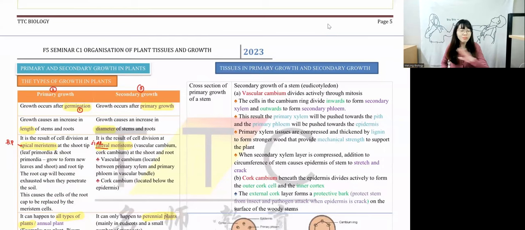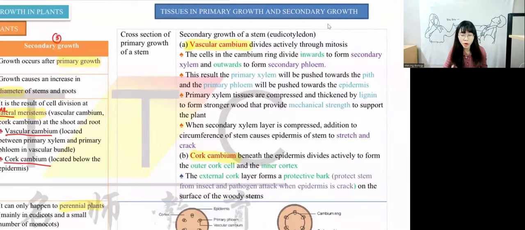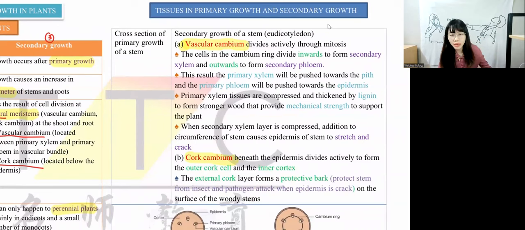But of course, the most important thing is not the primary growth and secondary growth themselves. It's how they develop from primary into secondary growth. In order to form secondary growth, it involves two tissues: vascular cambium and cork cambium. It's written over here as well. Again, revise a little bit more. Vascular refers to what again? Xylem and phloem, correct?